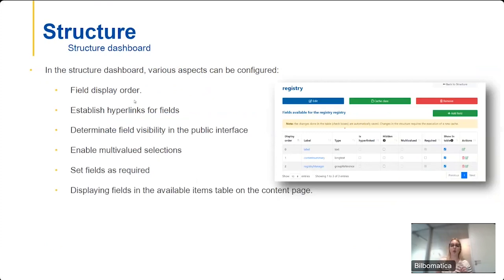When we click on the A button, we go to view and manage fields. Here is where we can configure most of the aspects of the structure. For example, we can change the field display order, establish events for a field, determine field visibility in the public interface, enable multi-value selections, set fields as required, and display fields in the available items table on the content page.